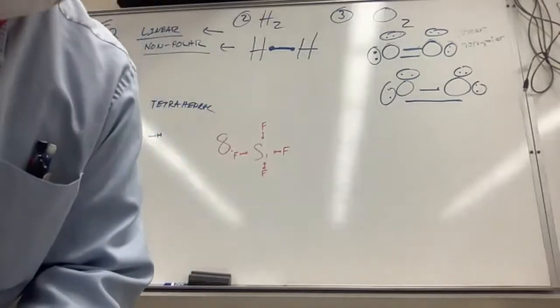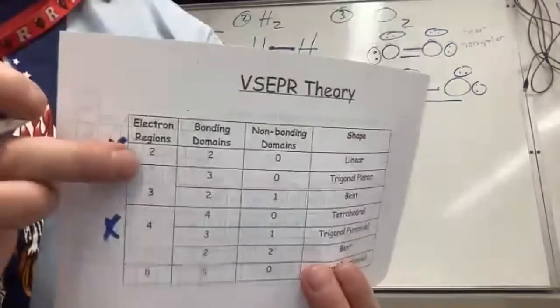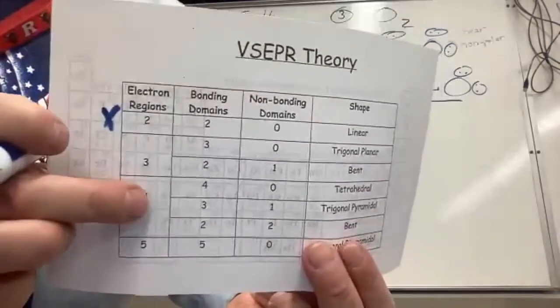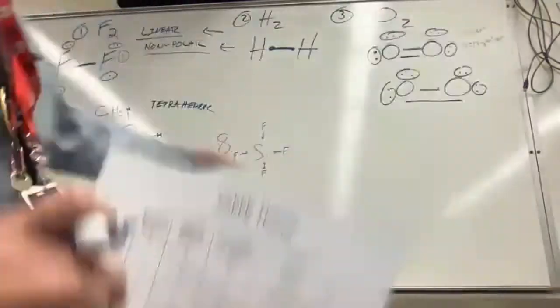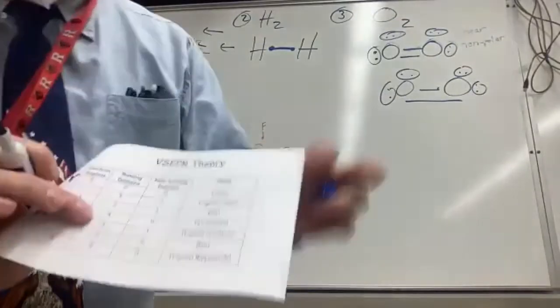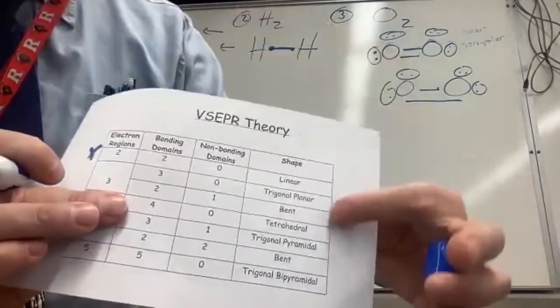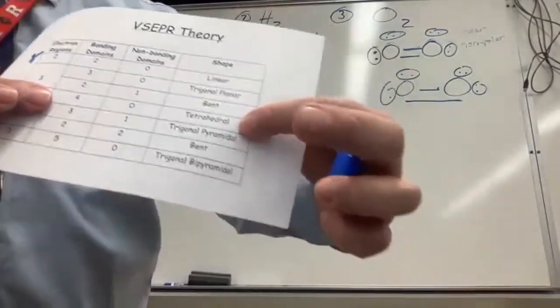And remember, we're only looking at these 2 choices. The 2 and the 4. So it's 4. It has 4 things around it. And those 4 things are 4 bonding. So it's 4, 4. 4, 4 is tetrahedral.